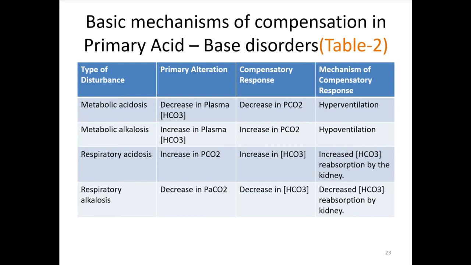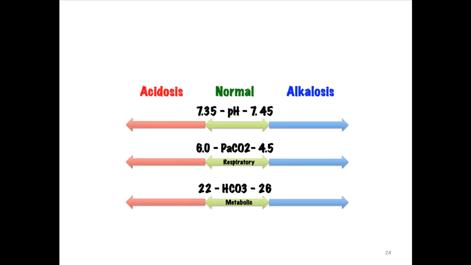Hyperventilation. Respiratory acidosis: increase in PCO2, increase in HCO3, through increased HCO3 reabsorption by the kidney. Respiratory alkalosis: decrease in PCO2, decrease in HCO3, through decreased HCO3 reabsorption by the kidney.